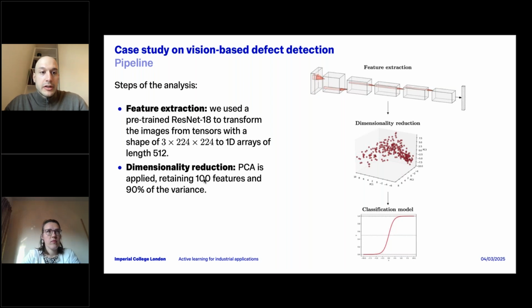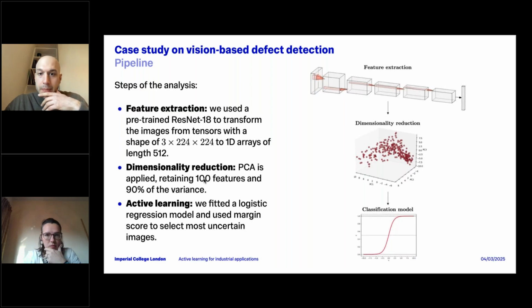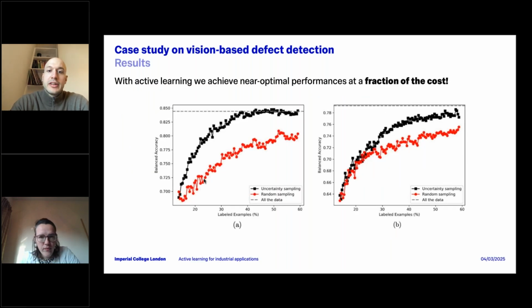So these are the steps of the analysis to go from images to a simple array to fit a logistic regression model. And eventually we use an active learning strategy like the margin-based score, the one that we saw in example 1 for the classification, to select the most uncertain images. And you can see in the results that we can obtain near optimal performance at a fraction of the cost.